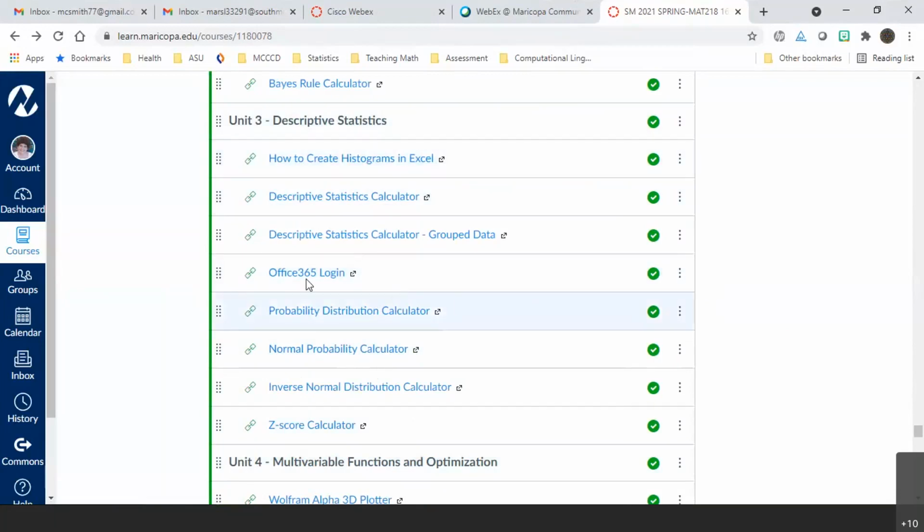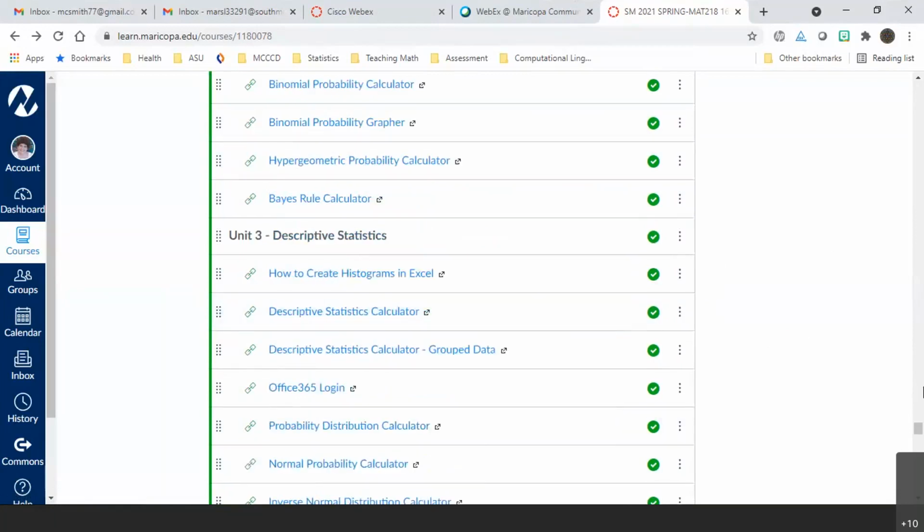Remember, you've got an Office 365 login. So if you're comfortable with Excel, by all means, use the features built into Excel. It has descriptive statistics built in. You can find a mean and a median in Excel. You can do frequency distributions in Excel. And hopefully I can demonstrate some of that as we move along.